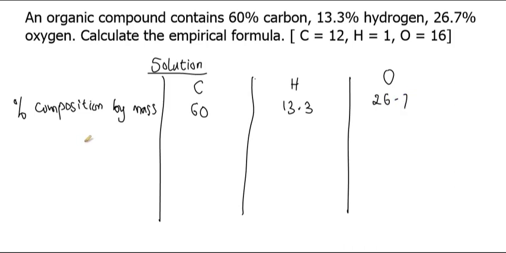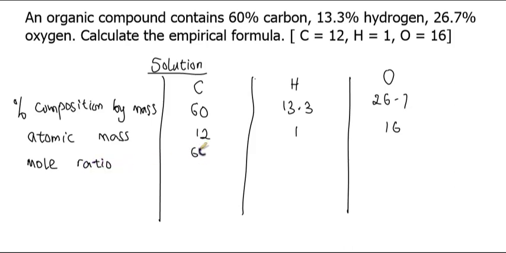The next thing is to state the atomic mass of each of them. So on this side, I have atomic mass. From the question, carbon is 12, hydrogen is given to be 1, and oxygen 16. Next thing is to determine the amount of each of them, which can also be referred to as moles. So here I will say mole, or better put, mole ratio.